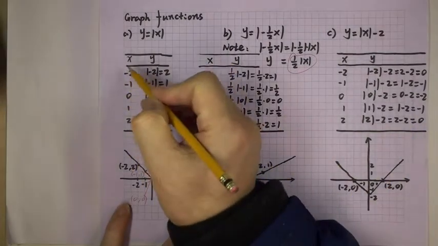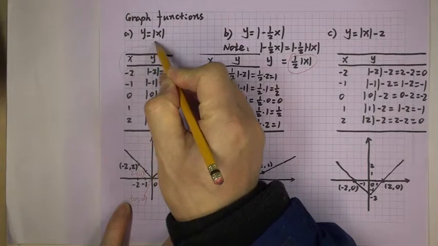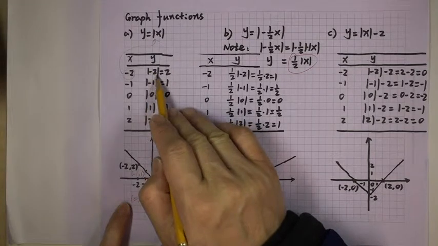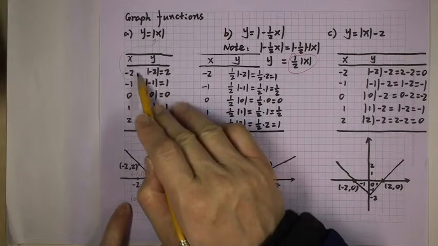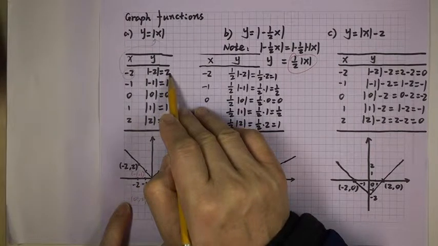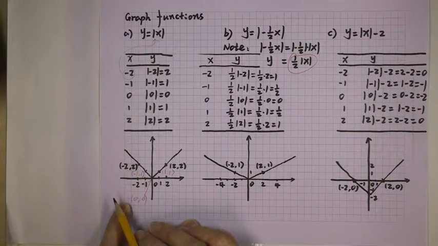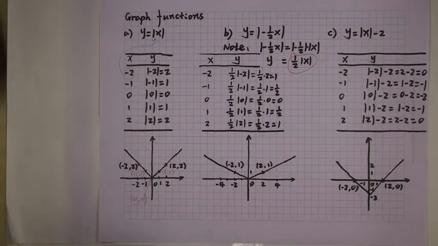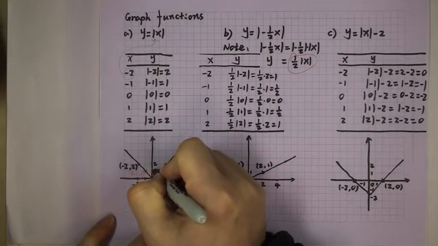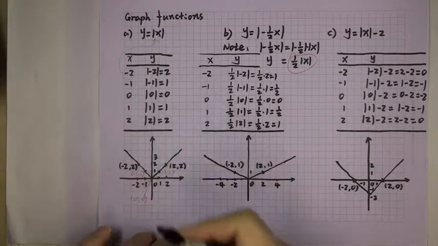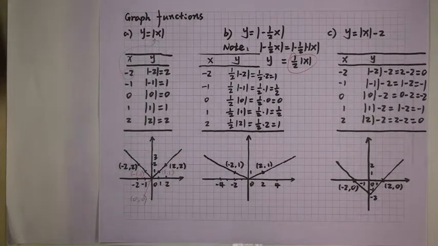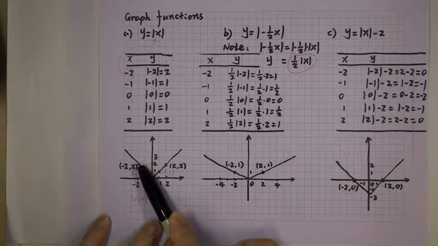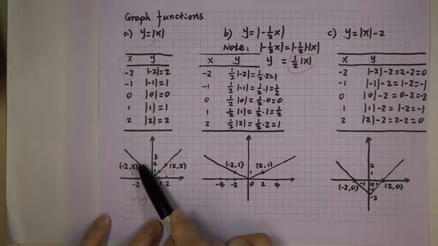We may let x choose different values. I plug in x equals negative 2, and the absolute value of negative 2 is 2. So negative 2 and 2 is going to be a point on the graph: negative 2 for x, positive 2 for y. You see down here, this is 2. So this point is on the graph.